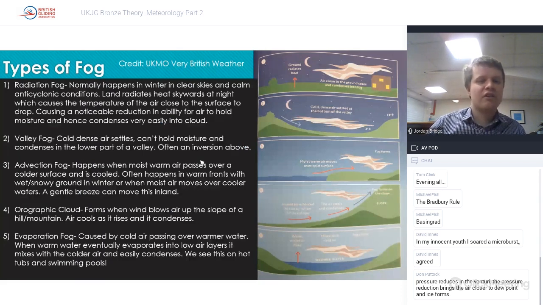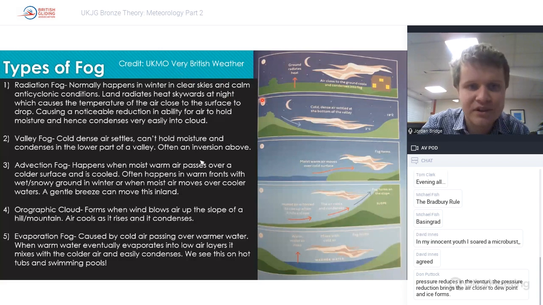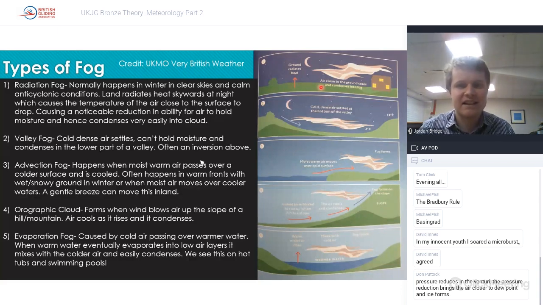We've got radiation fog. I've borrowed this image from my book, Very British Weather by the UK Met Office. You can see that when the night skies are clear, the Earth's heat radiates away into space. As the ground cools, by convection so does the air just above it. If a light wind gently stirs the air just a little bit or isn't around at all, it may reach the dew point and radiation fog will form.